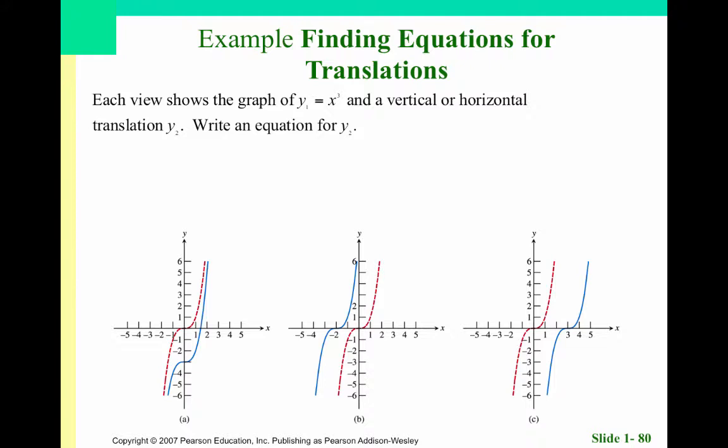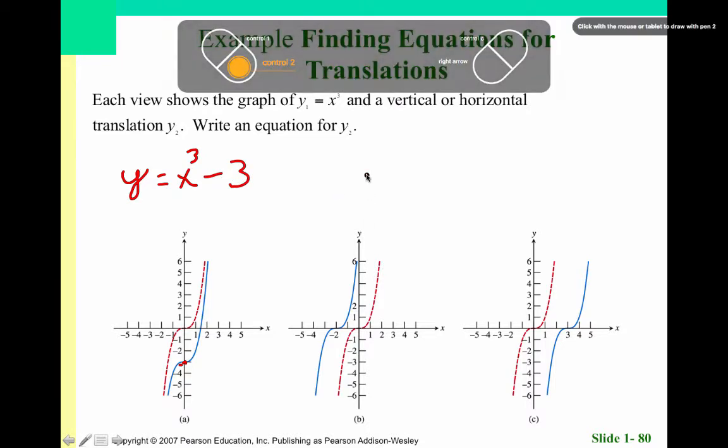Next, it says each view shows the graph of y equals x cubed. That's going to be the red dotted line on each of these. Write the equation for each of them. I look at the first one here, and it looks like the whole thing has been moved down 3 units. So I'm going to say this first one is going to be y equals x cubed minus 3. There's the first one.